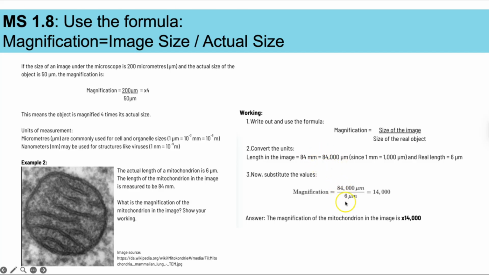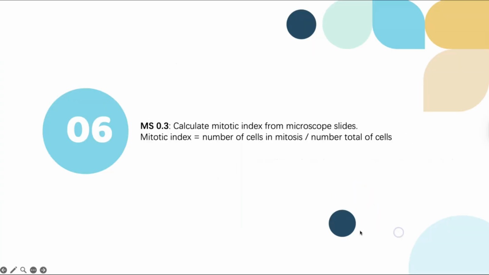However, they have to be in the same units. And for 84 millimeters, you can fit 1000 micrometers into 1 millimeter. So if we have 84 millimeters, that means we have 84,000 micrometers. So whenever you're converting your image size, which will be in millimeters, into micrometers, you always times by 1,000. We then substitute in those values and we get 14,000. That is our magnification.